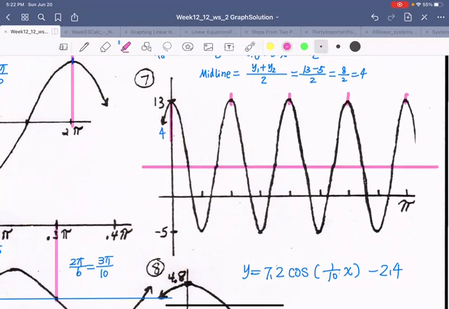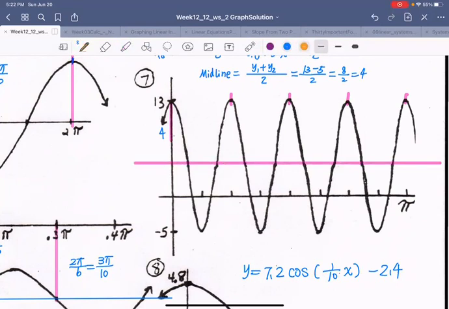This is the midline position. From the peak to the midline, or from the midline to the trough, these two should be equal. From 13 to 4, this equals 9. From 4 to -5, this distance is also 9. Okay, so this amplitude is 9.